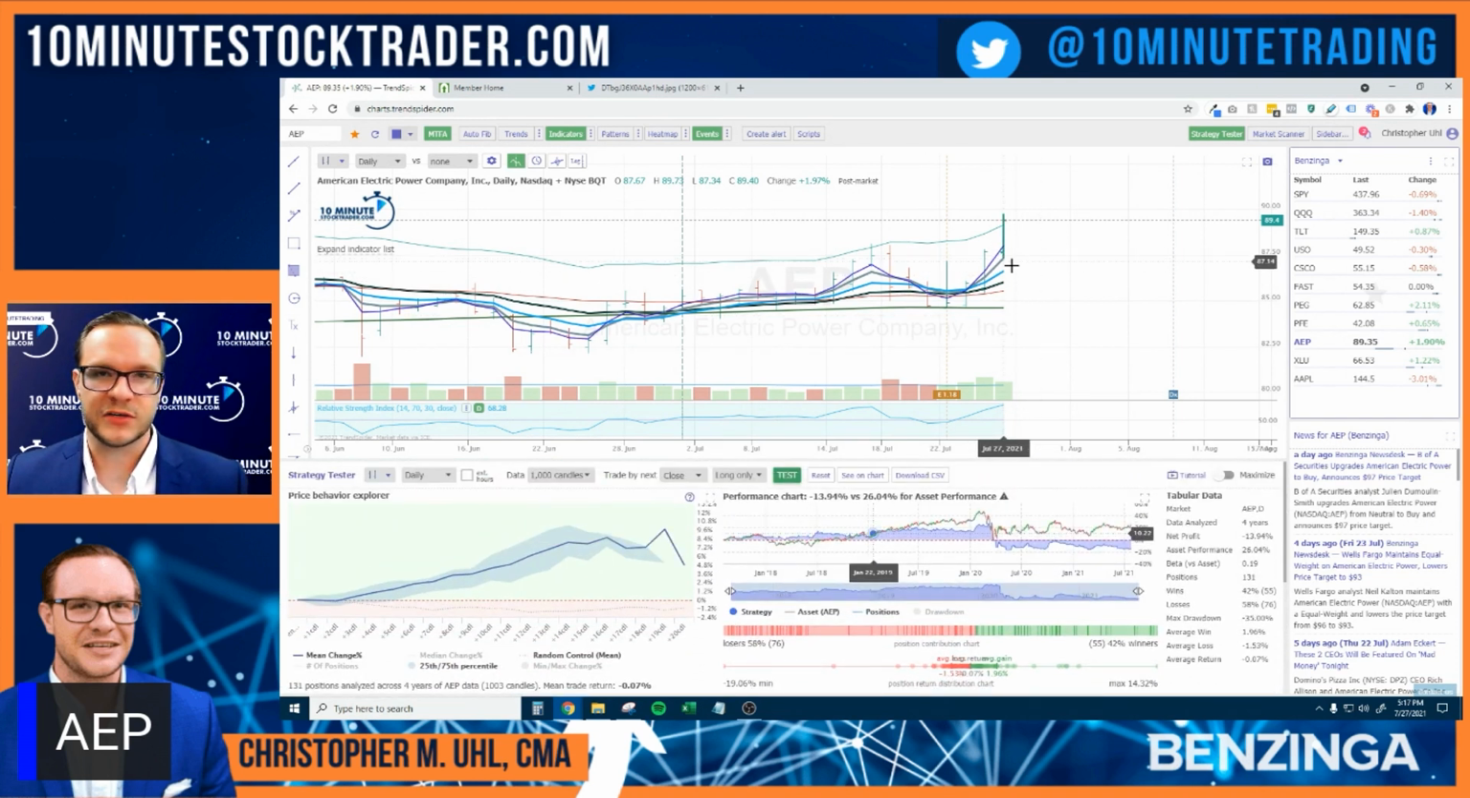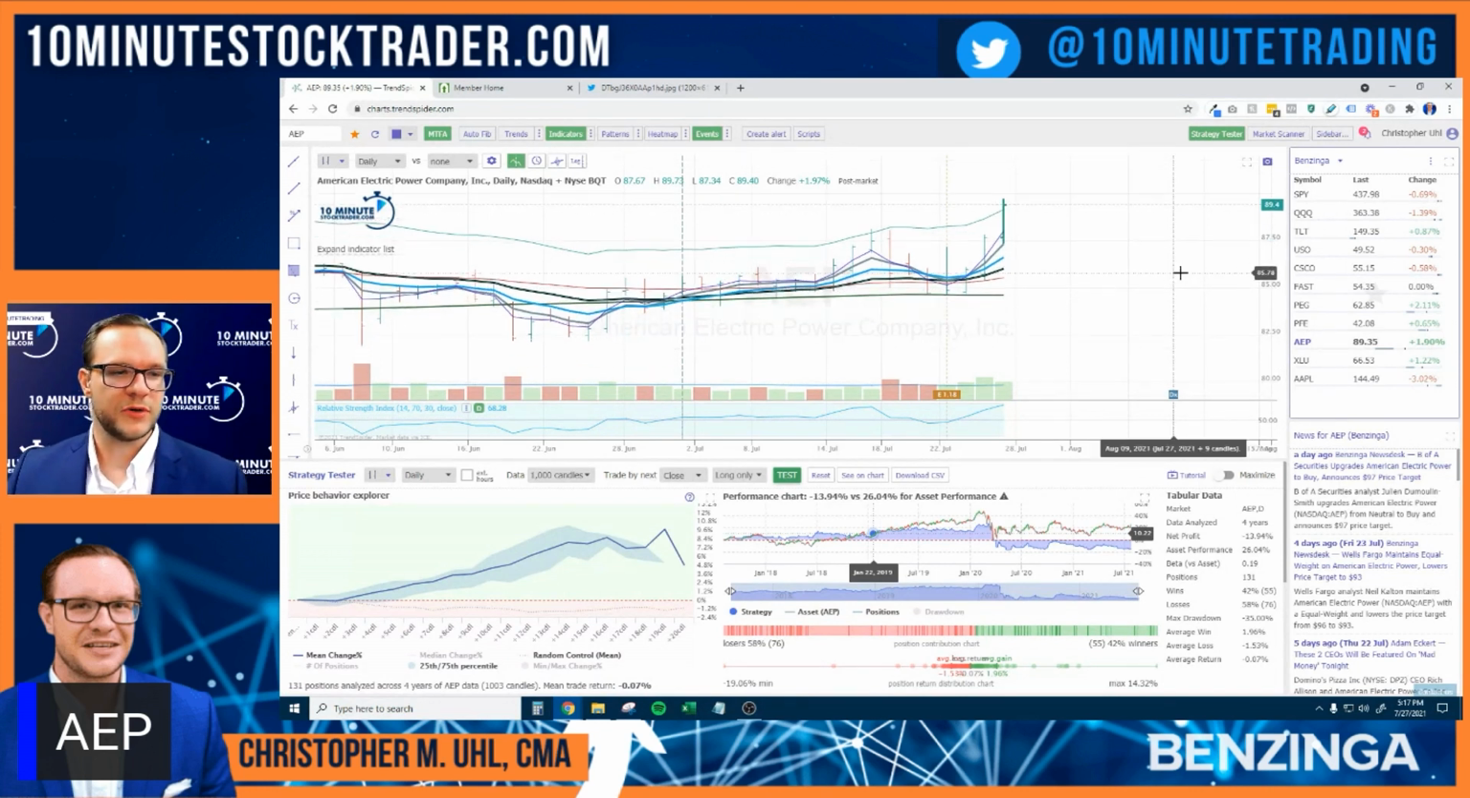Remember, the 5-day is the gray lines there. What does that tell you, right? That tells you that there is a negative expectancy with this trade. So if you put this trade on over and over and over again, you're going to expect to lose money. So that's not a trade that I would be wanting to take.